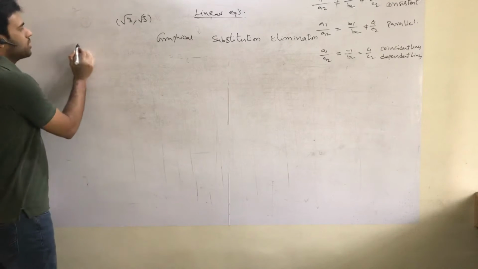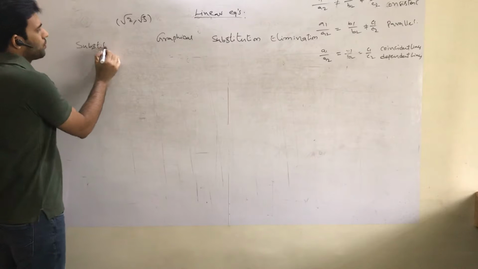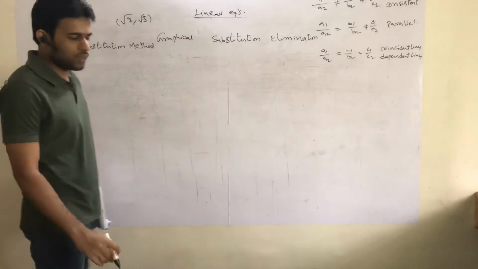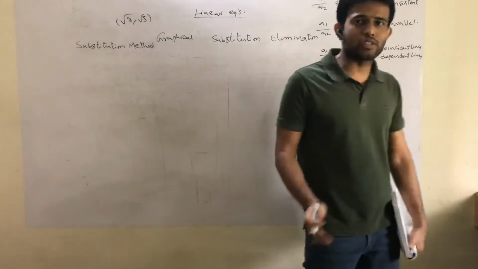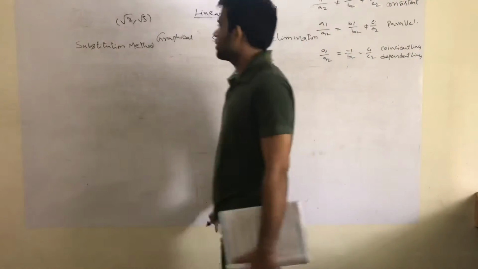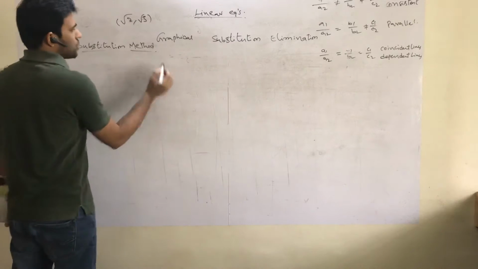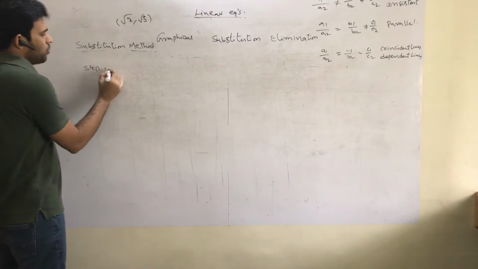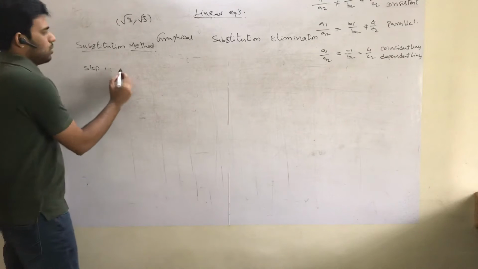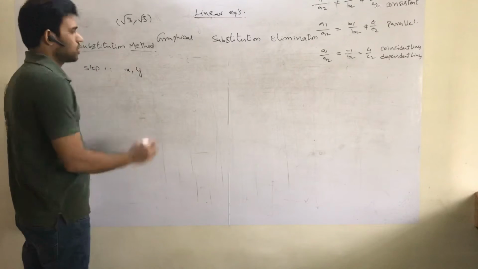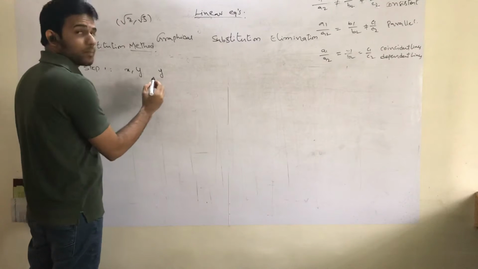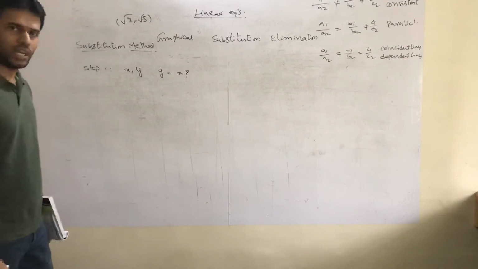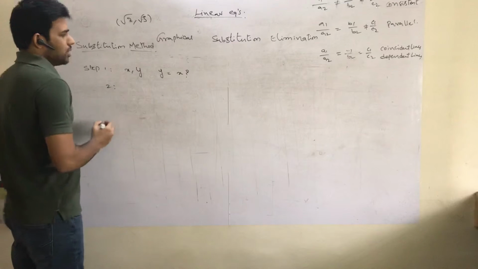So we will learn what the substitution method is. What is the substitution method in solving the pairs of linear equations? By the name itself we can say we are trying to substitute something to solve the problem. Okay, there are a few steps. When we have the pairs of linear equations, step 1: we have x comma y, two variables. So let's find y in terms of x.